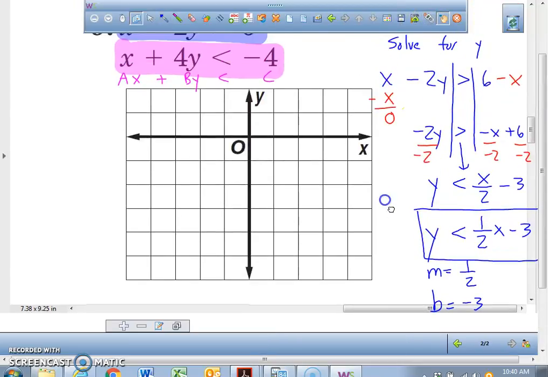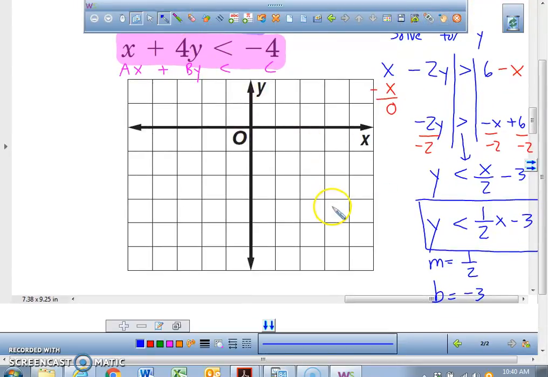So now we're going to plot our line. If I'm going too fast, you can always pause me on the video and write things down and catch up.